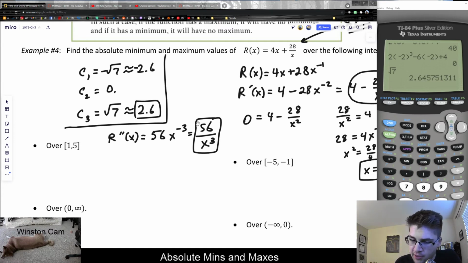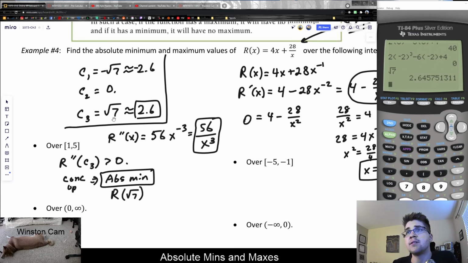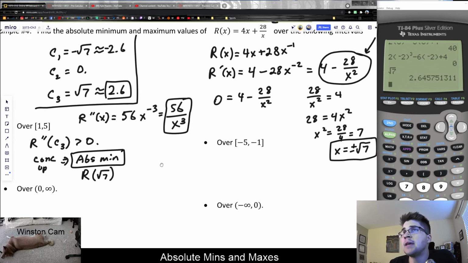So if I figured out r double prime of C3, which is the only critical value on the interval, that's going to be positive, which again implies concave up, which means it's going to be an absolute min on the interval. And the value of that would be r of the square root of 7, because that is the exact value of the critical value on the interval 1 to 5. And that would help me find the actual value there. But I know where it occurs.